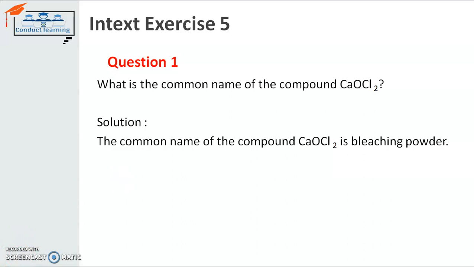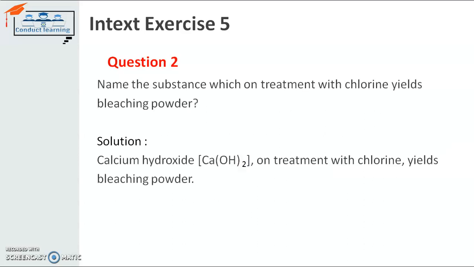Next is, what is the common name of the compound CaOCl2? This is bleaching powder. This is calcium hypochlorite. This is the chemical name for bleaching powder, which is prepared from NaCl. This is sodium chloride, which is a basic salt. When this is treated with calcium hydroxide, it gives us calcium hypochlorite and water.